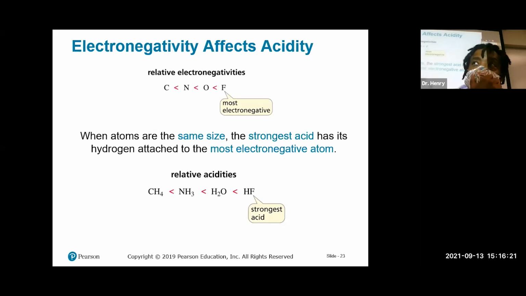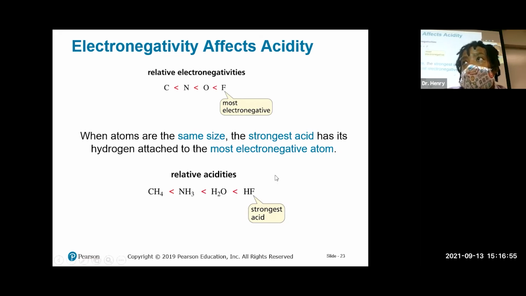Questions? Concerns? So, and then also size. Size is also going to play a part in it as well. So when the atom size, okay, so when they're the same size, then it all is going to be dependent on the electronegativity. But as we go down, we know that that affects the acidity, right? Because we know that the acidity is associated with getting rid of that hydrogen, right?